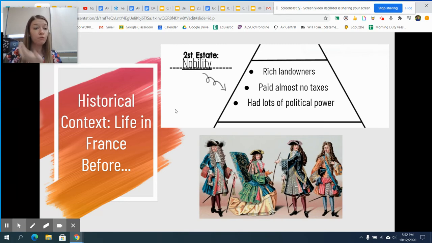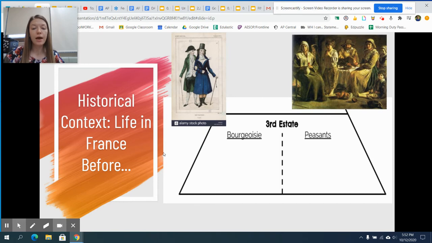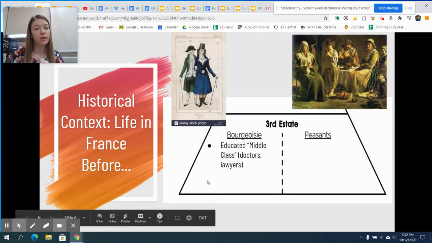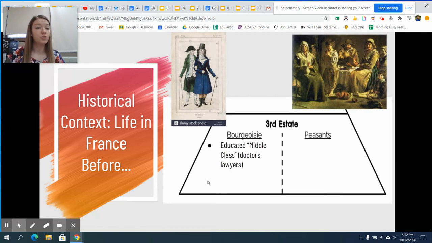And then finally, you can see in your notes that the third estate is actually broken up into two different categories. So we have the bourgeoisie and the peasants. The bourgeoisie is actually French for middle class. So we're going to start there. The bourgeoisie are the educated middle class. They're your doctors, lawyers, shopkeepers.